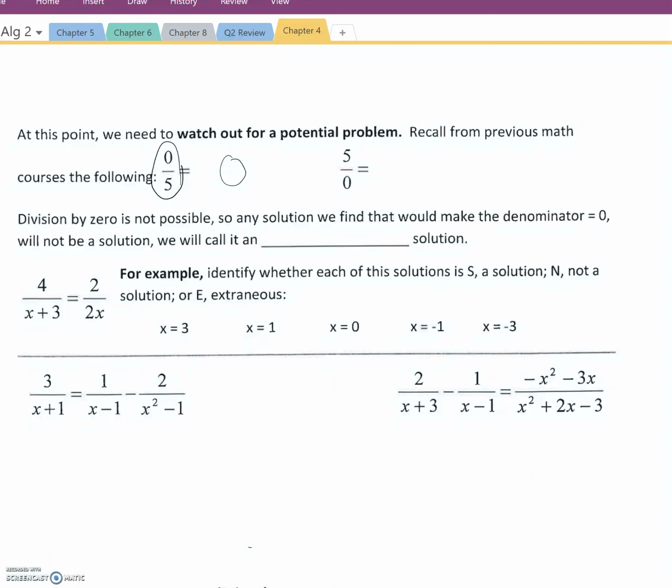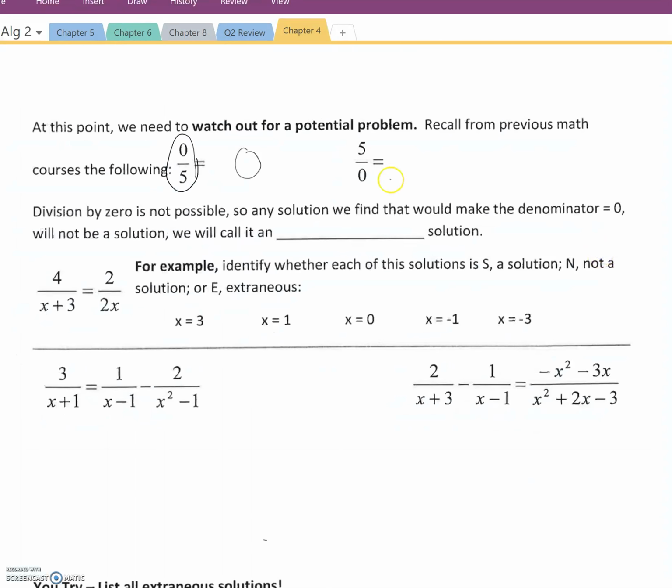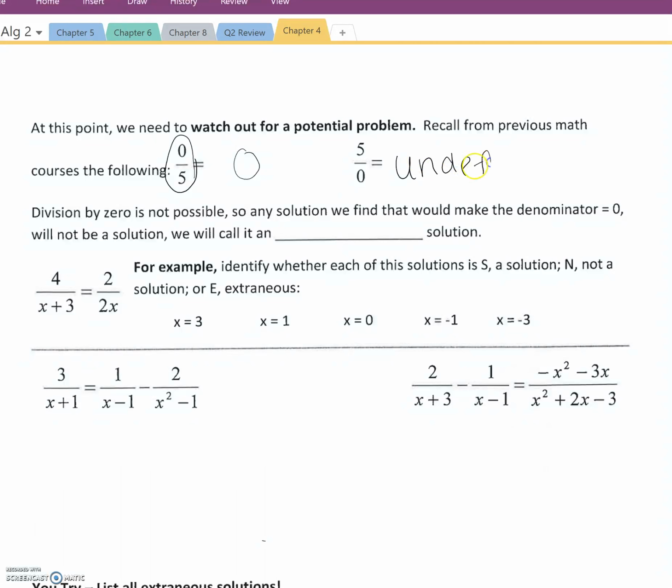If you even test it out on your calculator, 5 divided by 0, you get that error message because it's undefined. And you should remember the word undefined when you talk about slope, right? If it was a vertical line, the slope was undefined. So if you're dividing by 0, it is undefined.